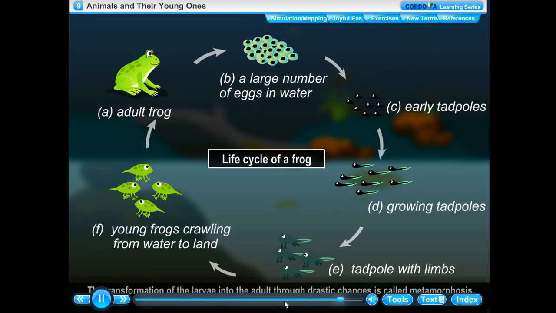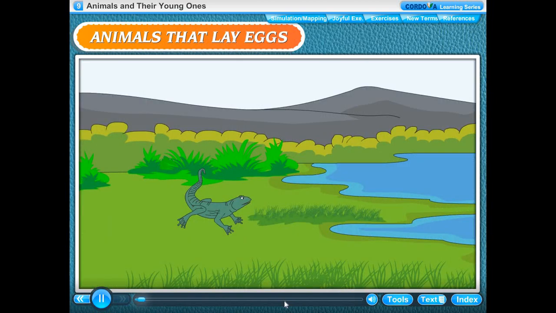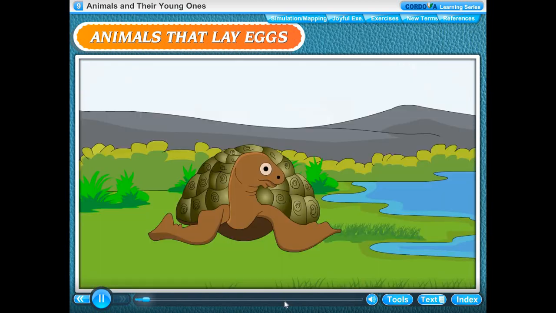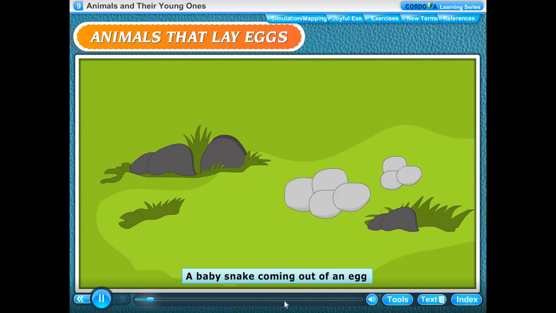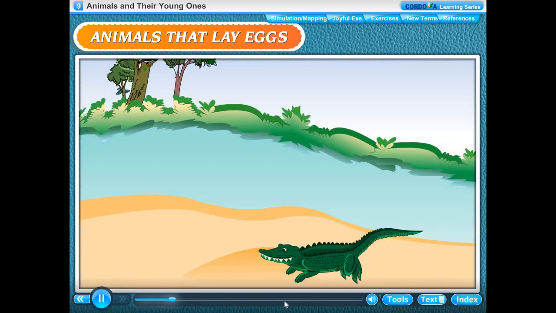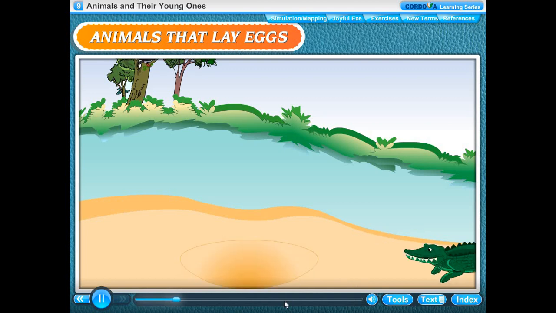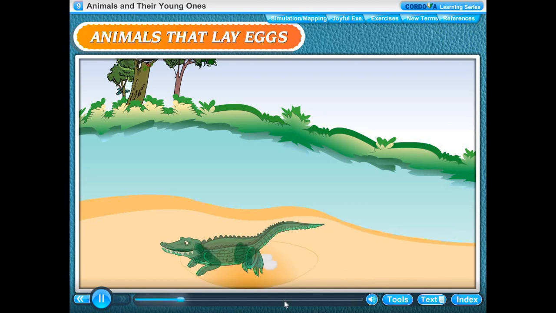The transformation of the larvae into the adult through drastic changes is called metamorphosis. Reptiles. Reptiles like lizards, turtles, and snakes lay their eggs on the ground. They do not sit on the eggs to keep them warm. The eggs are warmed by the heat of the sun. They are not protected by their parents. Many of them are eaten by other animals.